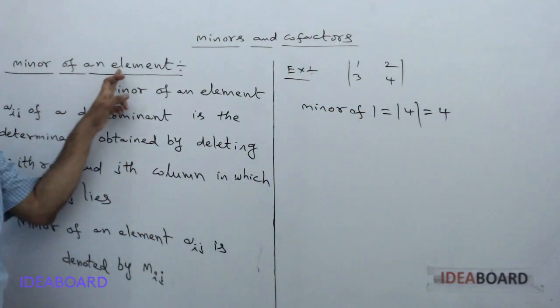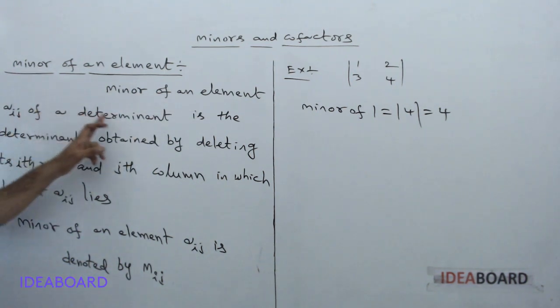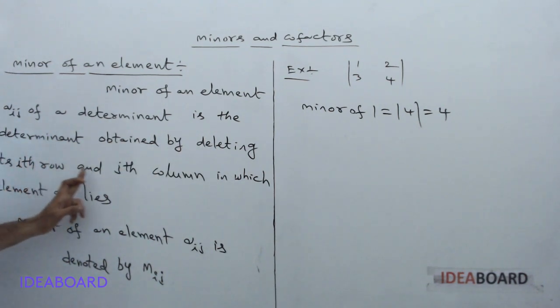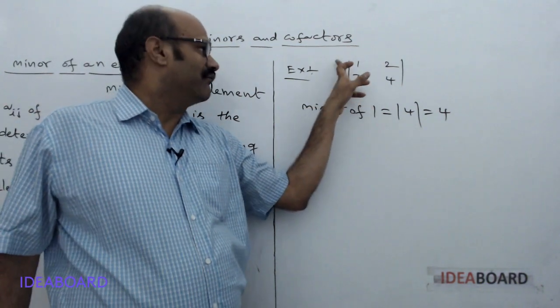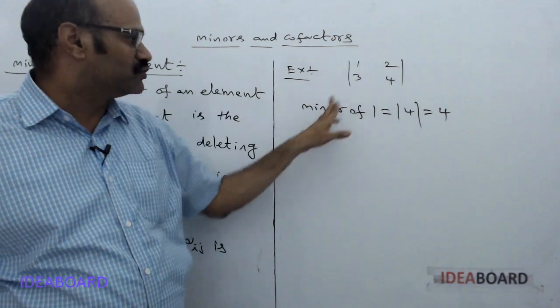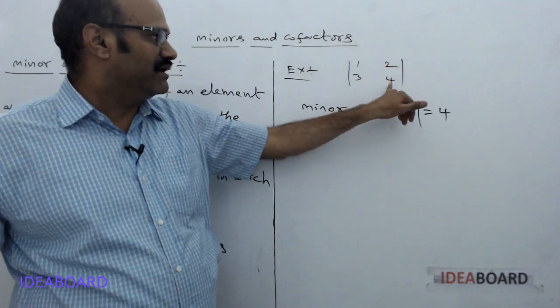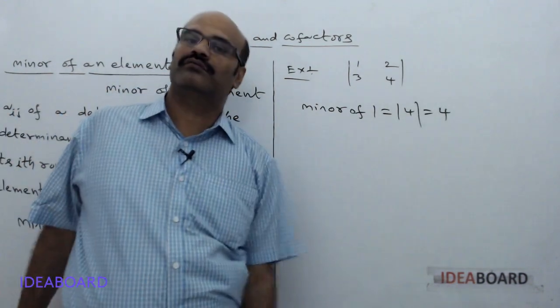So the definition of minor of an element: the minor of an element Aij of a determinant is the determinant obtained by deleting its ith row and jth column in which the element Aij lies. Here the element 1 lies in first row and first column. So we have to remove first row and first column. So minor of 1 equals determinant of the remaining element, which is 4. So determinant of 4 equals 4.